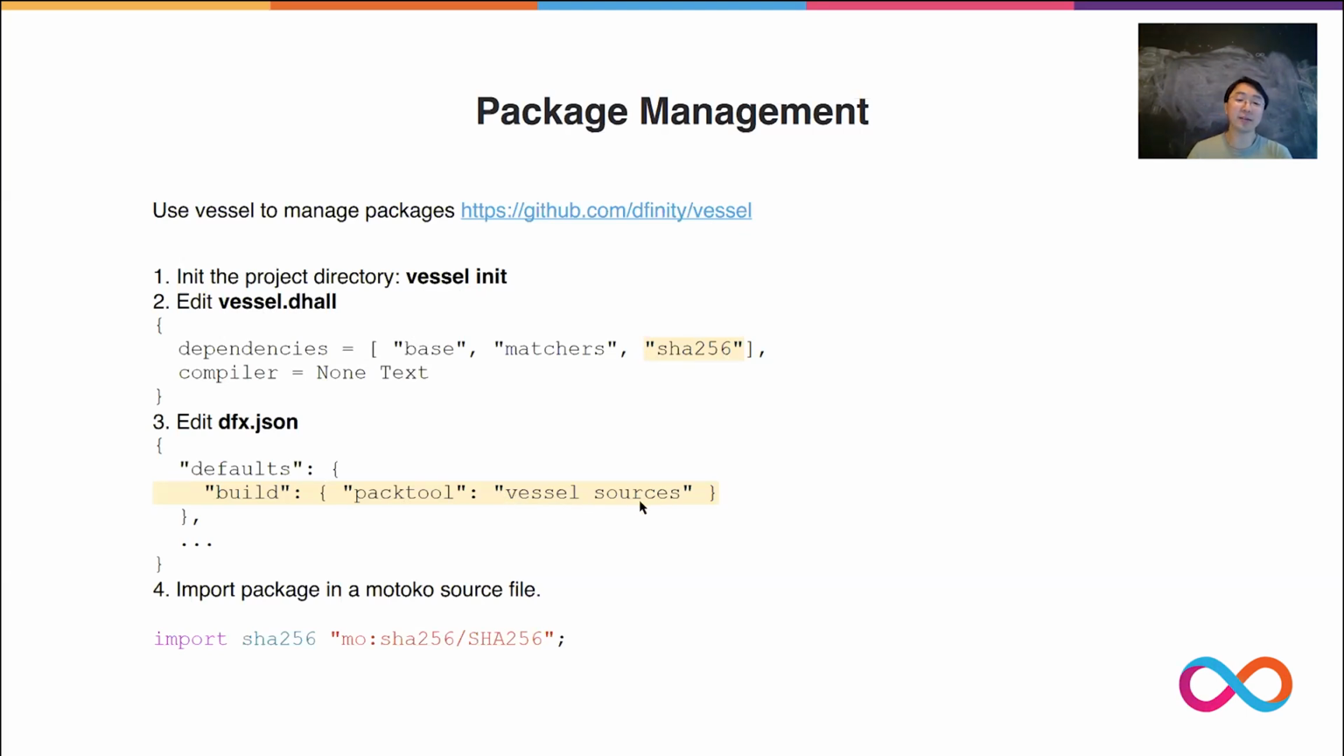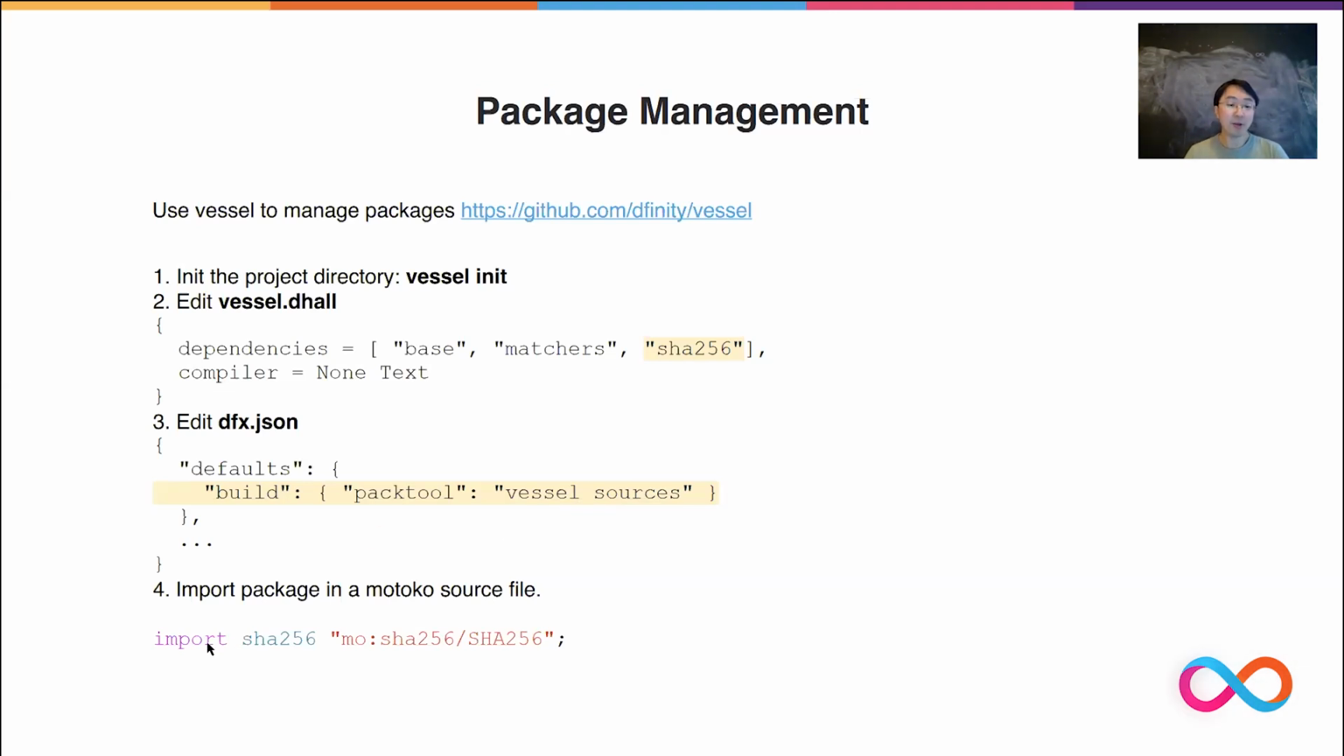These flags are generated by running the command vessel sources, which will print a set of flags to be passed to the Motoko compiler to use the library. So you essentially need to download vessel. Probably you just need to download the binary and make sure the binary is installed in one of your paths, and then you can use dfx together with vessel.